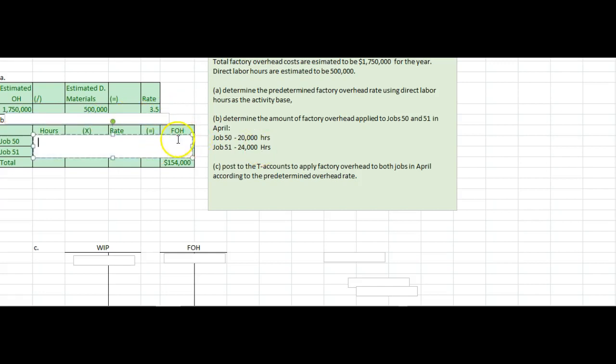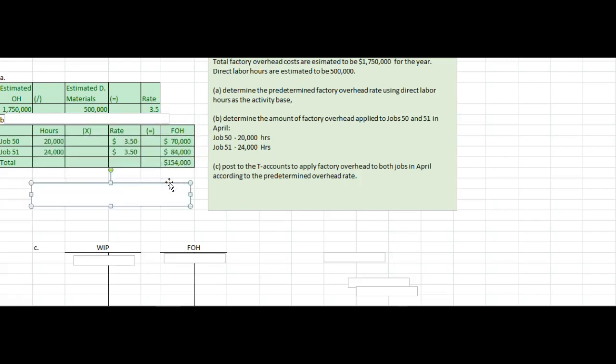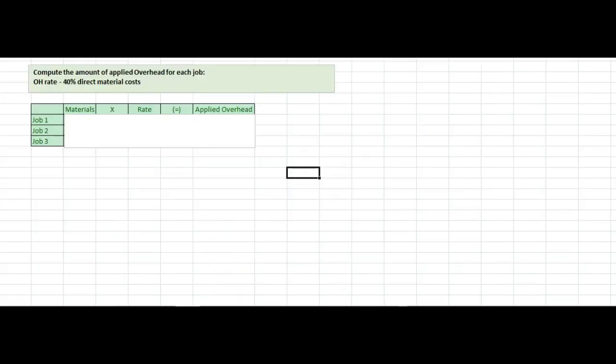So I have two jobs. One of them has 20,000 direct labor hours and the other has 24,000 direct labor hours. And they want us to know what the factory overhead is. So you'll take job 50 and multiply it times 3.5. You come up with 70,000, and job 51 is 24,000 times 3.5, which is 84,000. So that's kind of easy. You just have to follow what they're saying.